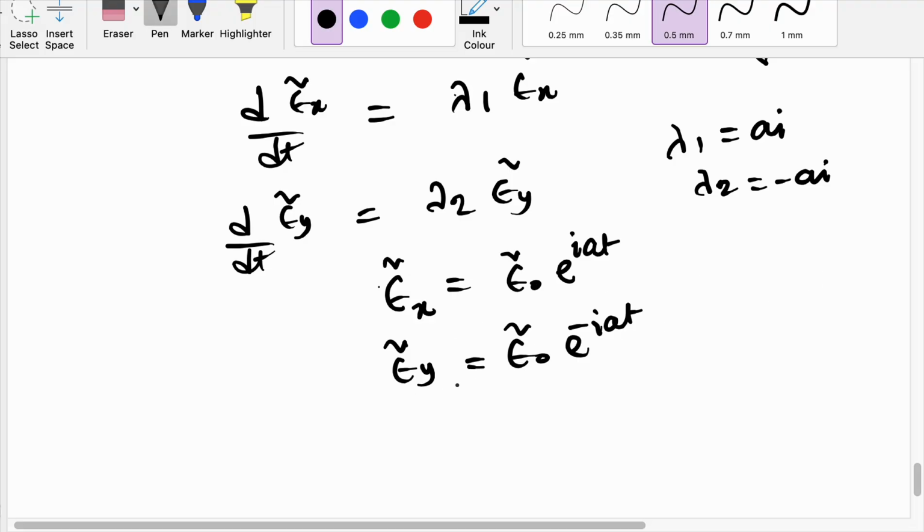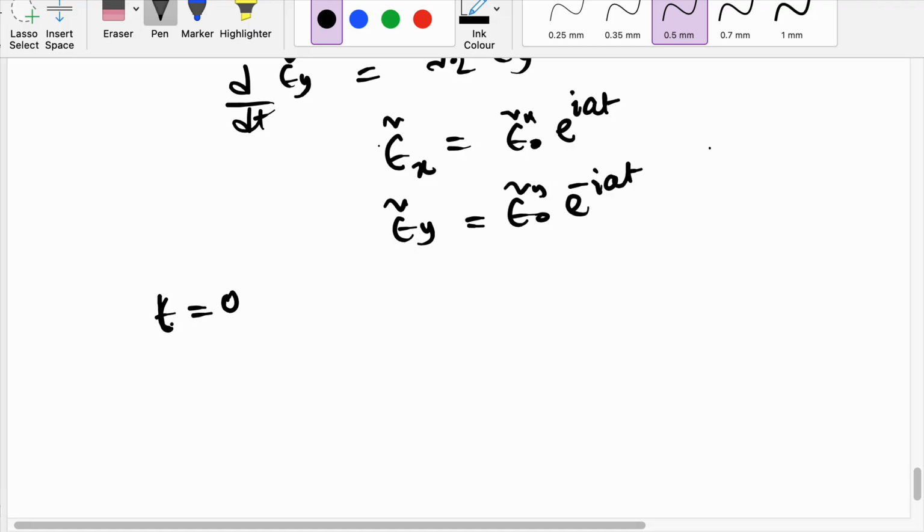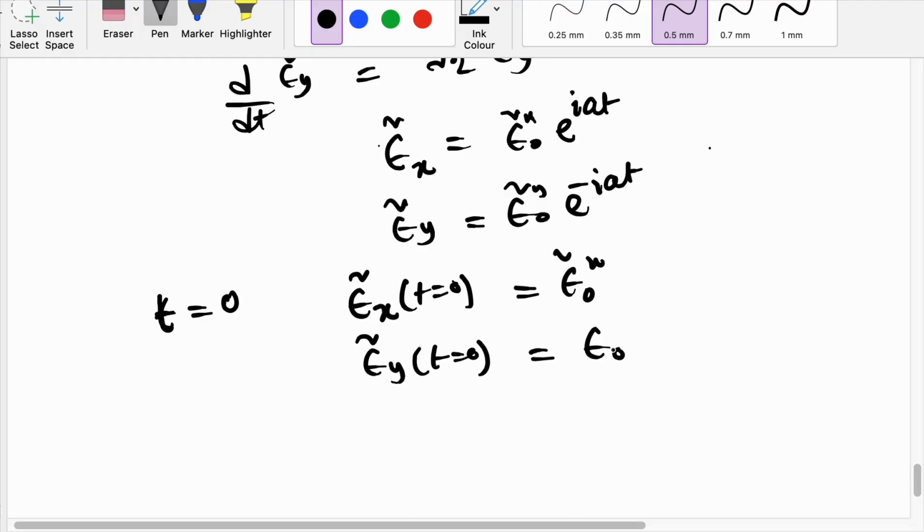That point is not clear actually. Okay. Oscillation means after some point my system will attain the same state again and again. Let me see where my system was at t equal to 0: epsilon x tilde at t equal to 0 will be epsilon 0 x tilde, and epsilon y tilde at t equal to 0 will be epsilon 0 y tilde. Oscillation means after some point of time it will again come back to the same point.